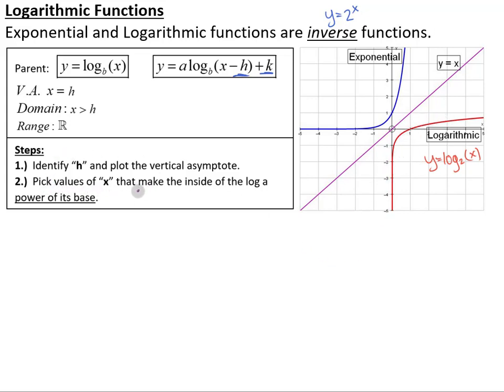Step 2, pick values of x that make the inside of the log a power of its base. So if your base is 2, pick values of x that are powers of 2, like 2, 4, 8, 16, etc. 1 half is also a power of 2. It's 2 to the negative first. So that's what we want to do. Let's try some examples.